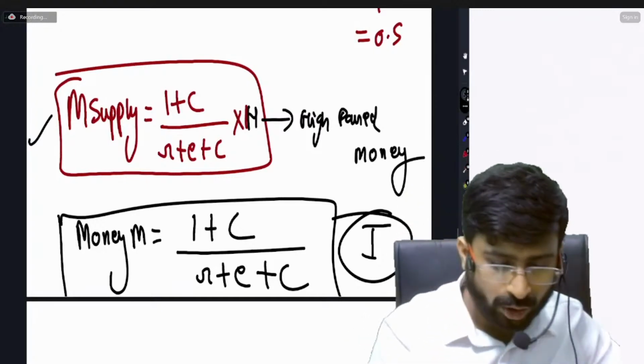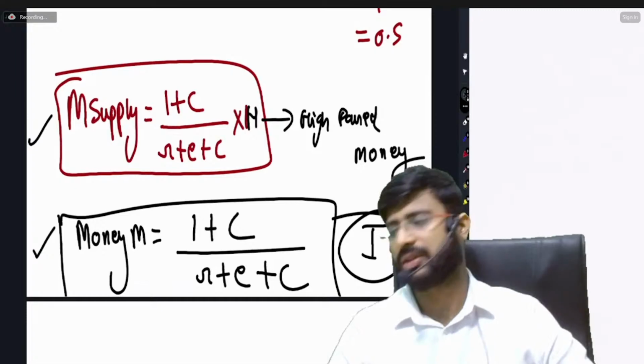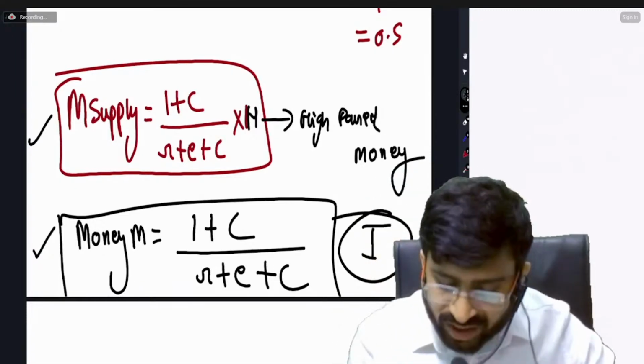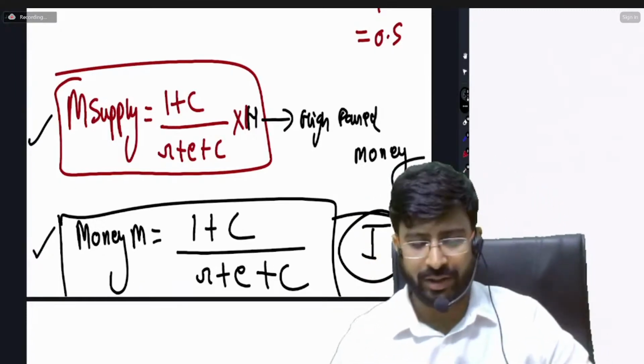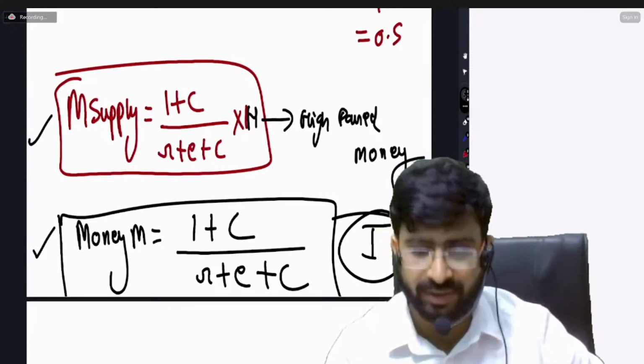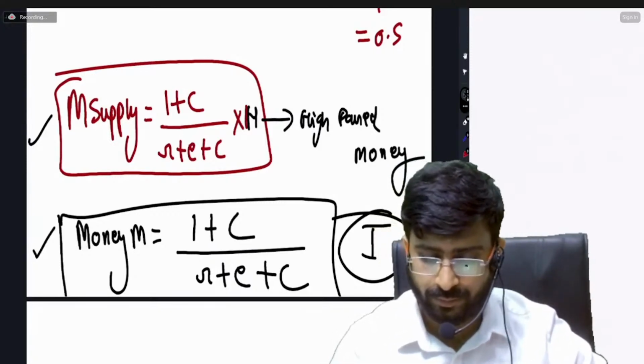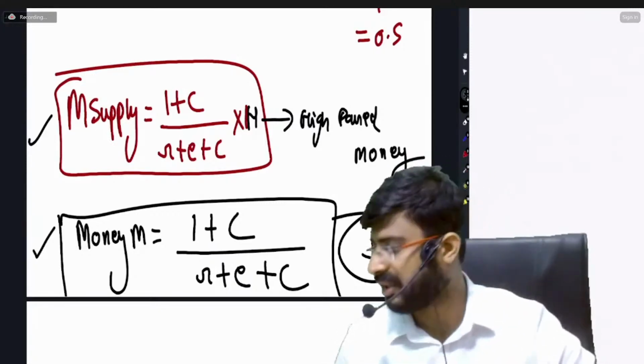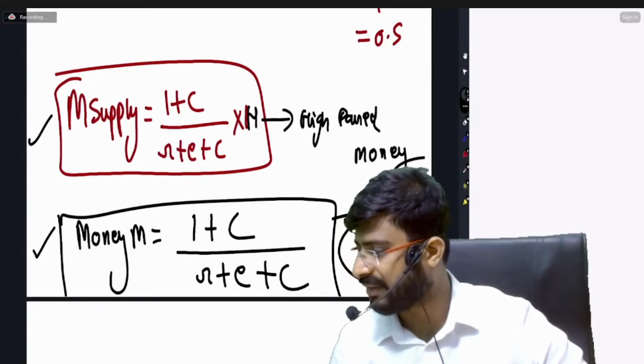First, you note this down. Then I will speak further. Sir, what is C? What is R? What is E? I will explain everything. First, write down (1 plus C) by (R plus E plus C). First, you write this. Then I will explain everything.